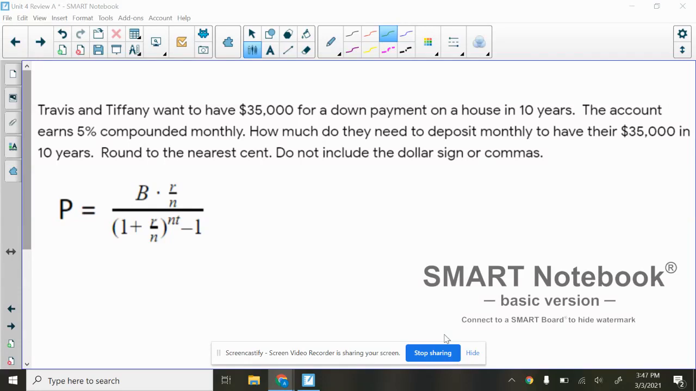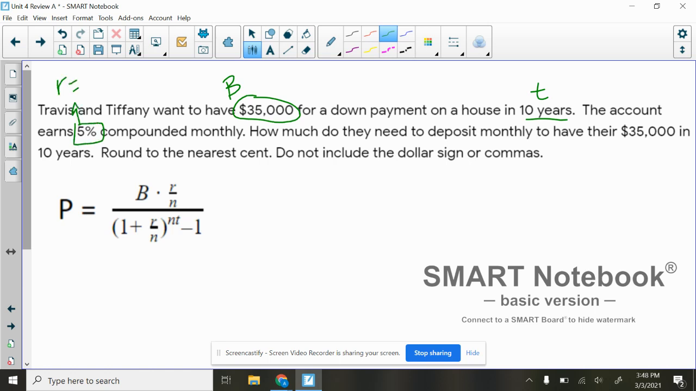Guys, this one is going to look almost identical to the previous question. So it's all the same information, but we're just going to switch how the deposit is made. Travis and Tiffany still want to have $35,000 for a down payment. That's going to be their account balance at the end of this time period of 10 years.